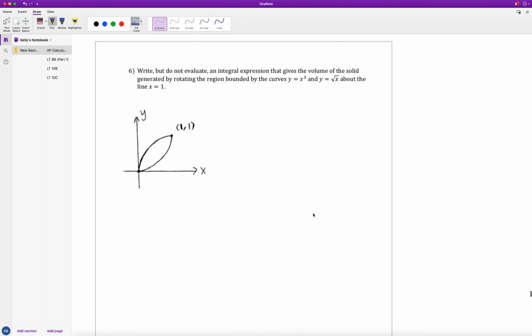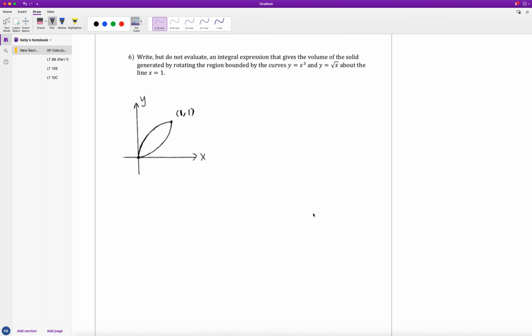Let's look at our next example here. So this one says to write but do not evaluate an integral expression that gives the volume of a solid generated by rotating the region bounded by the curves y equals x cubed, y equals the square root of x, about the line x equals 1. Well, let's start by labeling our graph over here.